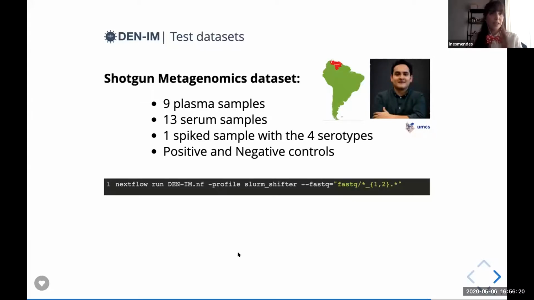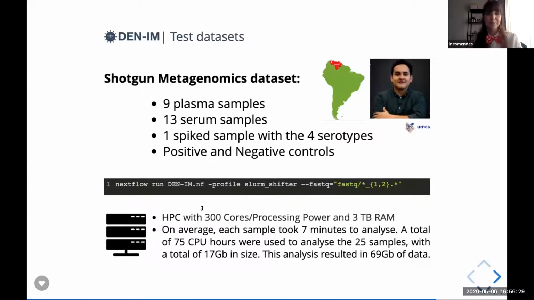How to run this? Very easy. Use Nextflow. So Nextflow run our pipeline. Here I'm using Slurm because I'm running this on an HPC. And this is how I pass my FASTQ files.